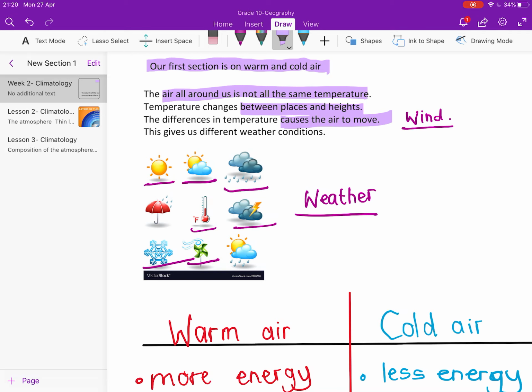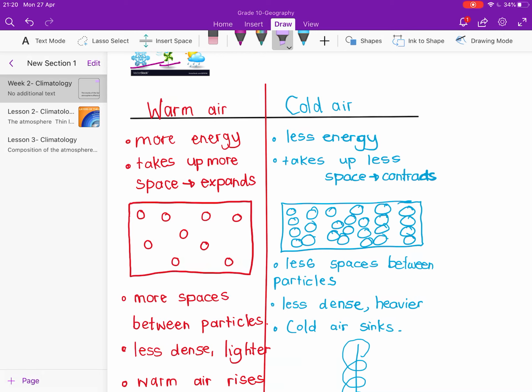So let's look at the differences between warm and cold air. They've asked you in the notes to copy down a table into your books, and just so that you don't feel like you're working alone, I did the same. I copied this into my book on my iPad, so we can look at it together. So we have warm air on the one side and cold air on the other.